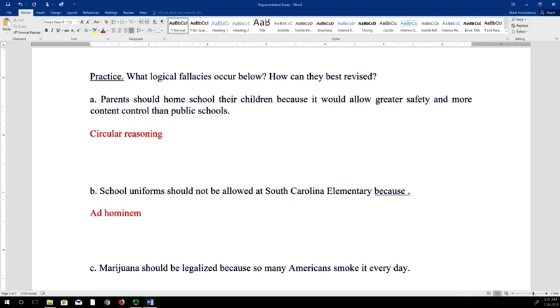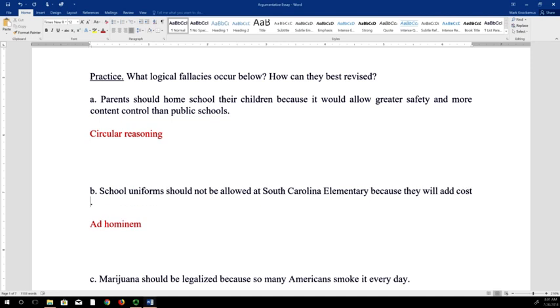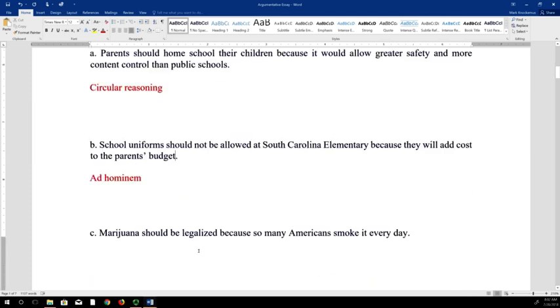And what do we have to do? We have to put a reason. School uniforms should not be allowed at South Carolina Elementary because they will add cost to the parents' budget. Boom, that's a reason, right? School uniforms is one more thing for the parents to buy. That's a reason. Before, we were just attacking the person.